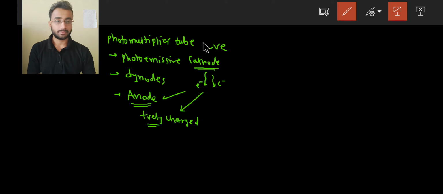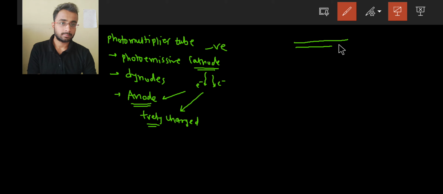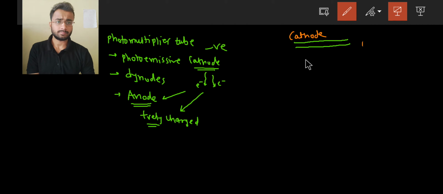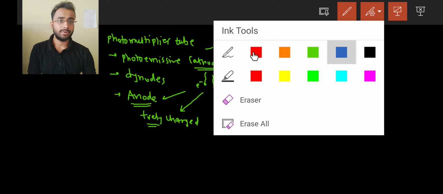See, if I tell you the mechanism, what exactly it will do. This is the cathode. So when the first photon, light, hits this cathode, it will emit various electrons.